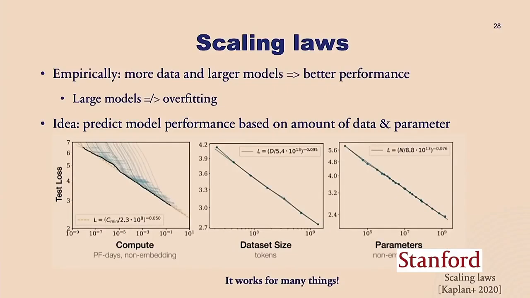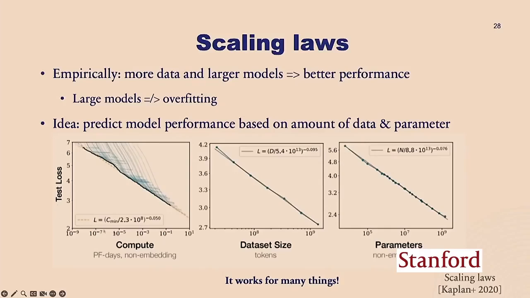And surprisingly, it works. So here you see 3 plots from a very famous paper called Scaling Laws from OpenAI. Here you see on the x-axis compute. So how much did you train, like how much compute did you spend for training? And here you see test loss. So this is essentially, I mean, it's not perplexity, but it's your validation loss. So it's the log of the perplexity.